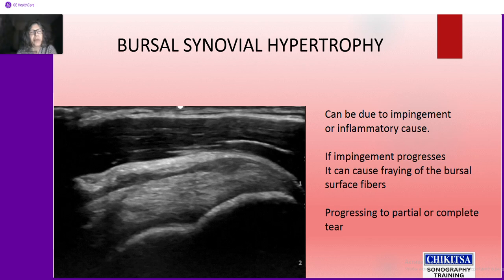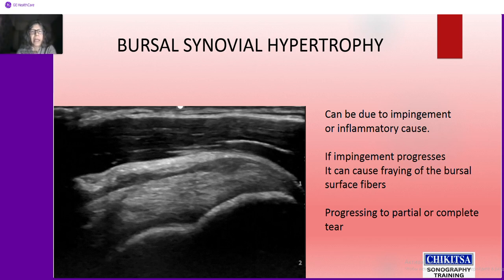Synovial hypertrophy can be due to a mechanical cause. It can be due to impingement. So if you read up Neer's stages of impingement, stage 1 impingement is where you have only bursal thickening or bursal synovial hypertrophy. If the impingement progresses, the more pliable bursal surface fibers start fraying. So in this case, we are seeing there is a dip over here. So there's some amount of fraying of the bursal surface of the supraspinatus. And as this impingement progresses further, you can have partial or complete tear. So that becomes Neer's stage 3 of impingement.